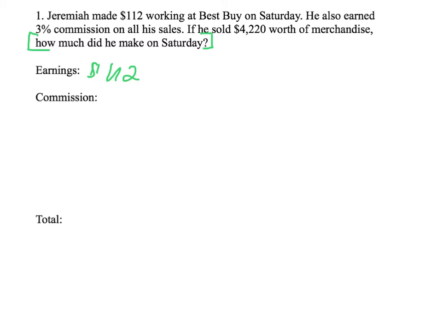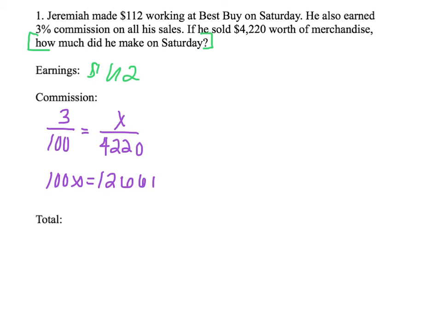Now we have commission. So he earns 3% commission on his sales. He sold $4,220. So now I need to calculate X for the commission. So I'm going to cross multiply, and I get 100X equals 12,660. Divide both sides by 100, and I get X equals $126.60. So again, this is how much he made in commission.